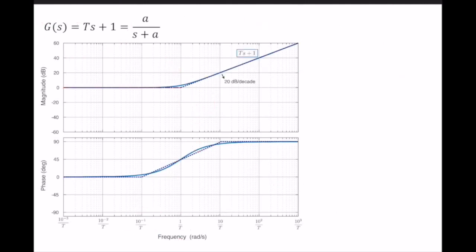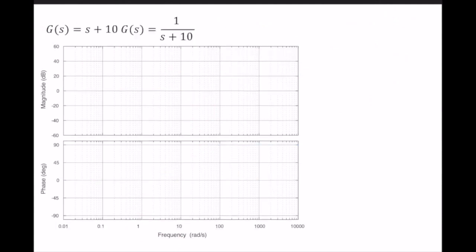Okay, now let's solve an example. Draw the Bode plots of s plus 10 and 1 over s plus 10. So first of all, g of s is not in the ts plus 1 form. So we need to convert it to that structure. So what I need to do is 10 times, okay, sorry for that, it's not s. Okay, 10 times 1 over 10 s plus 1.